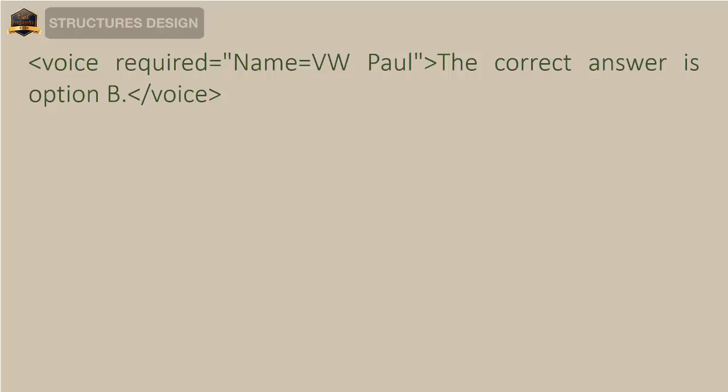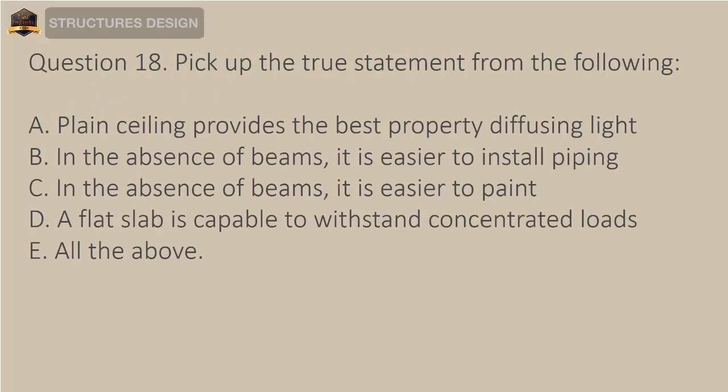Question 18. Pick up the true statement from the following. A, plain ceiling provides the best property of diffusing light. B, in the absence of beams, it is easier to install piping. C, in the absence of beams, it is easier to paint. D, a flat slab is capable of withstanding concentrated loads. E, all the above.